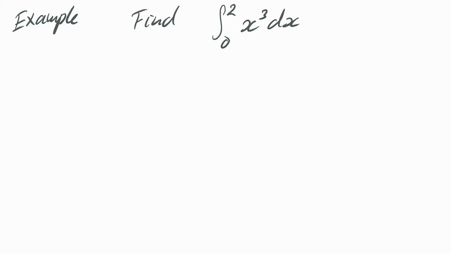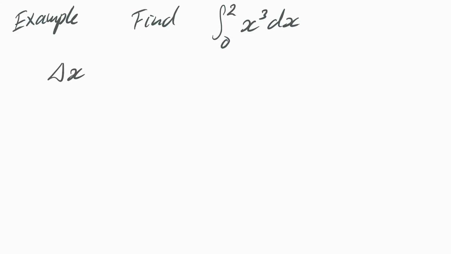Well, let's try an example. Let's find the integral from 0 to 2 of x cubed dx. Okay, so let's break it down. We need to find delta x and then a suitable place to evaluate the function. So delta x is b minus a over n. So let me write this as 2 minus 0 over n. Now let's figure out what the xi's are.